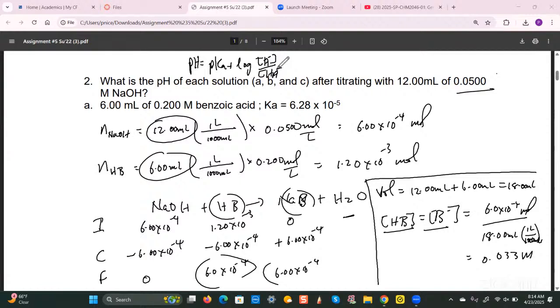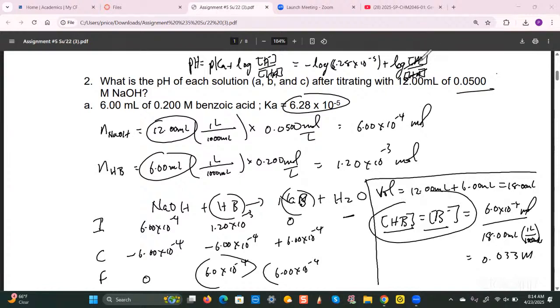or HB. So basically what we need to do is plug in the values of pKa. Now pKa would be minus log of the Ka, which is given here. So minus log of 6.28 times 10 to the minus 5. And then I'll add to that log of concentration of A minus over HA, which would be, these two will be the same, right? Because of what we said here. So therefore, that will be log of 1.